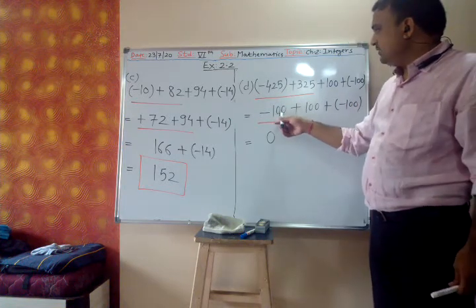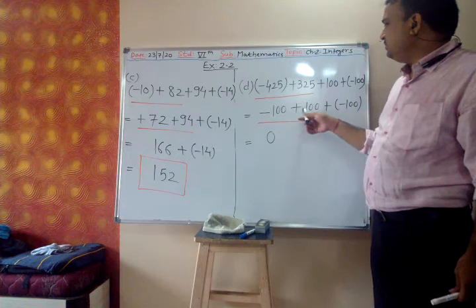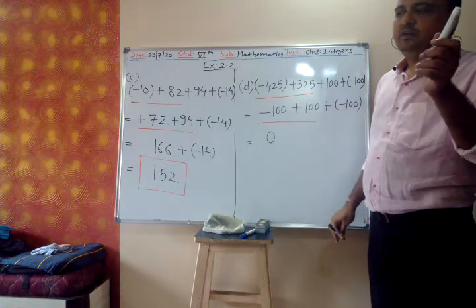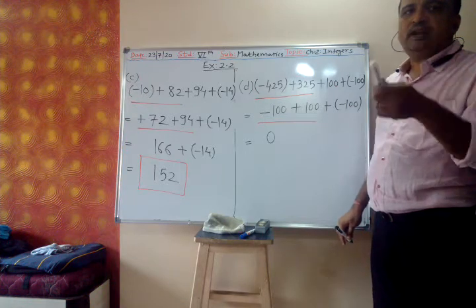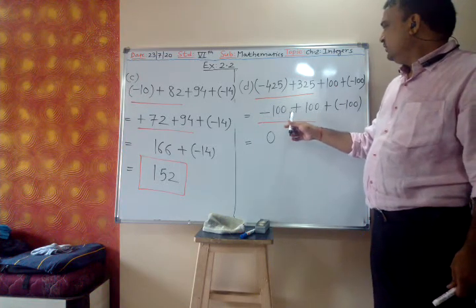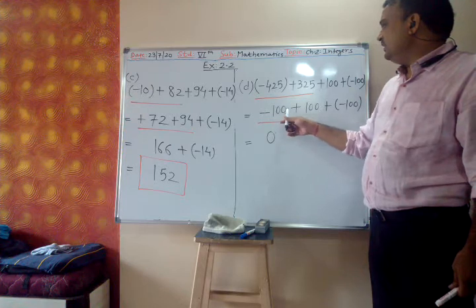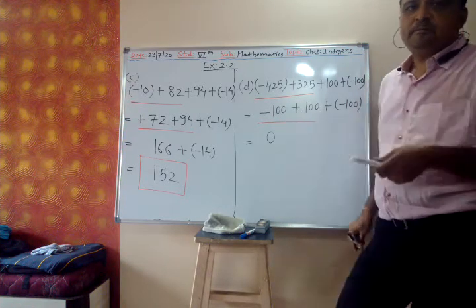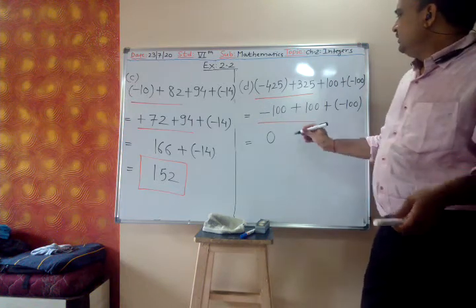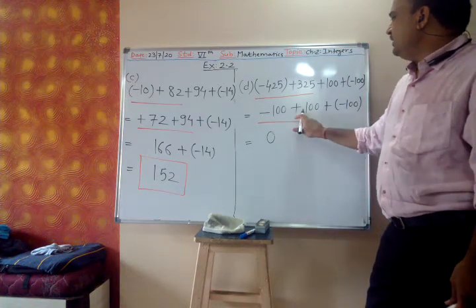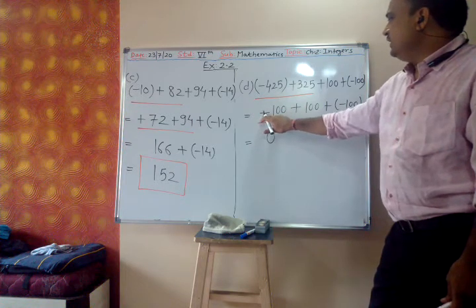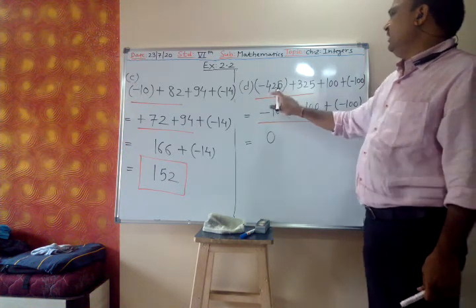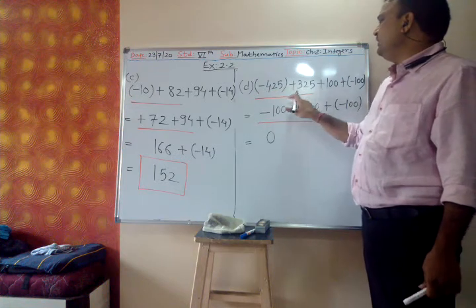Because this 100 has a minus sign and this 100 has a plus sign. So minus and plus means opposite signs. Whenever there are opposite signs, you have to subtract. So it is minus 100 plus 100, opposite signs. It is minus 425 plus 325 is minus 100.